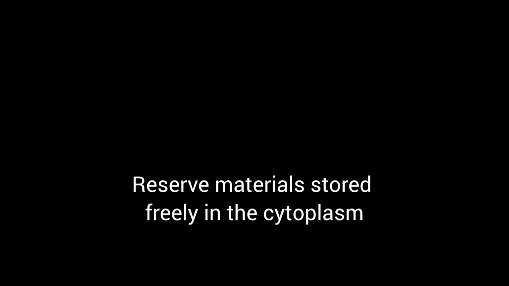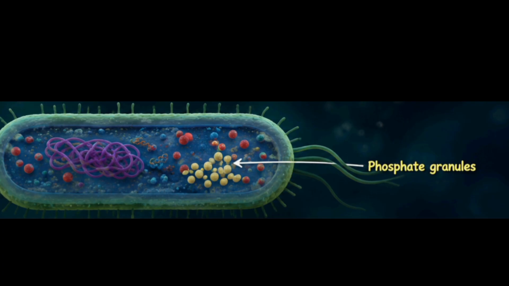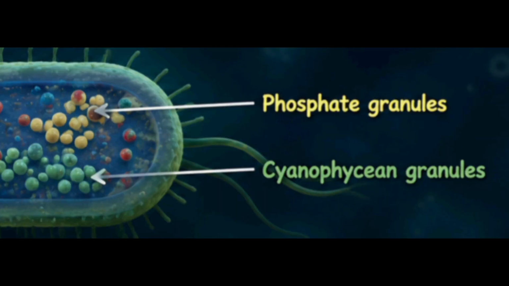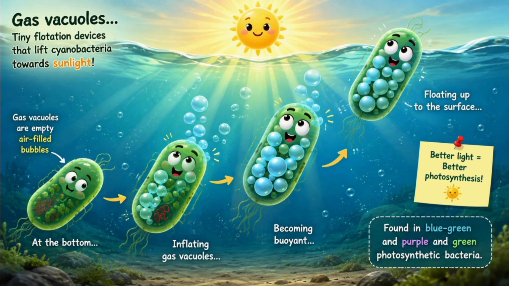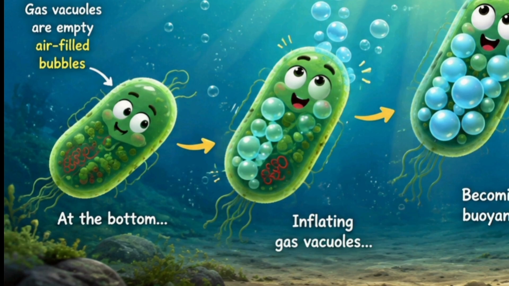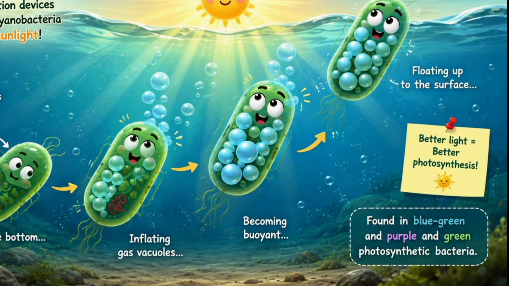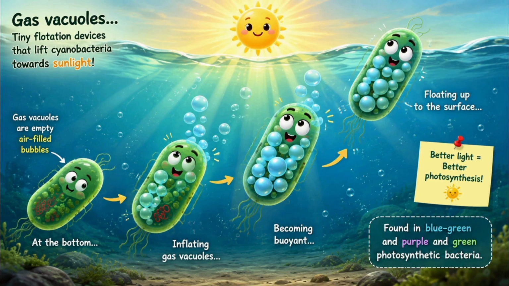Inclusion bodies. Inclusion bodies are reserved materials stored freely in the cytoplasm. They are not surrounded by a membrane. They include phosphate granules, cyanophycin granules, glycogen granules, and gas vacuoles. Some photosynthetic bacteria use them in tiny flotation devices, helping them to move to a position where they can get better light. So that was bacterial cell. Tiny, simple, but not boring.